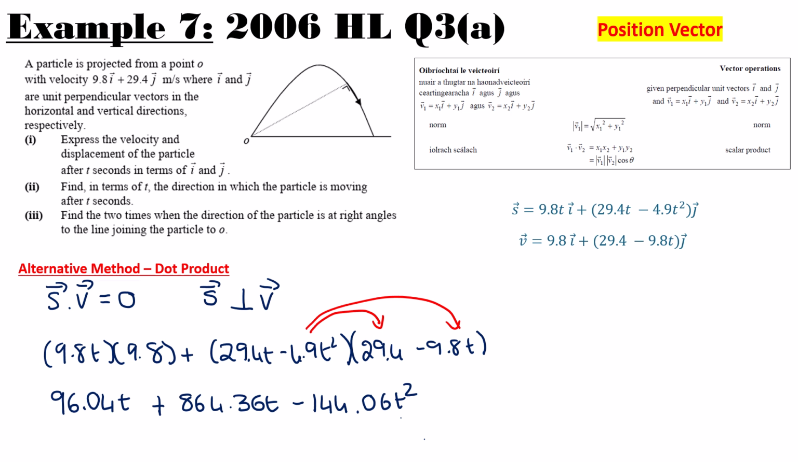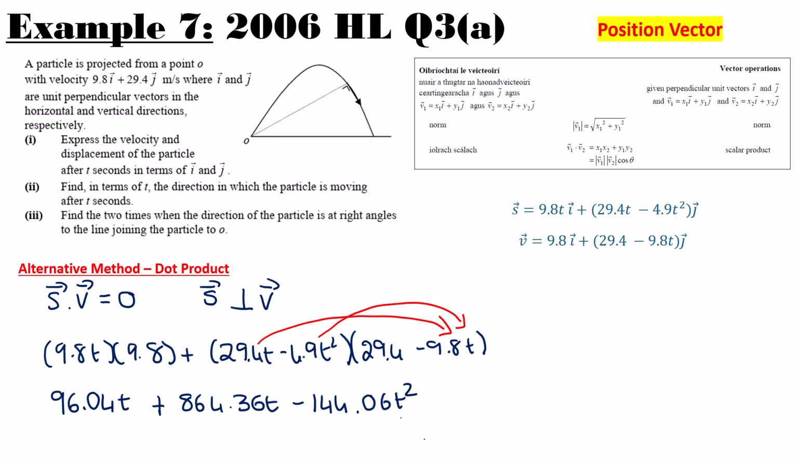So I've multiplied these two together, that gives us our 864.36t. And then these together, which gives us our minus 144.06t squared. So now I'm going to multiply this by this and this by this. So that's what we're multiplying. If you need to split that out, absolutely do.